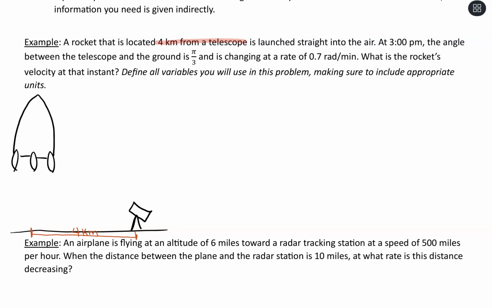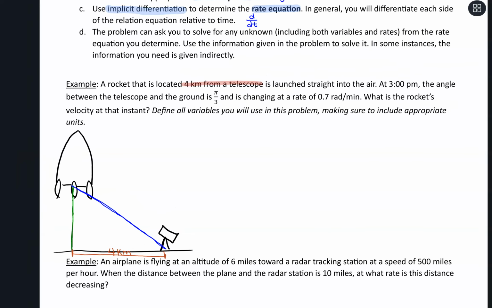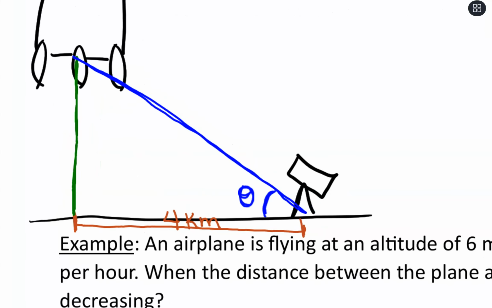Okay. That takes care of the first sentence. At 3 p.m., the angle between the telescope and the ground is pi over 3. So also going to have a height to the rocket, and then also going to have this angle with the telescope. And they're telling us at 3 p.m., and actually, I'm just going to mark this angle right here because that angle is changing.